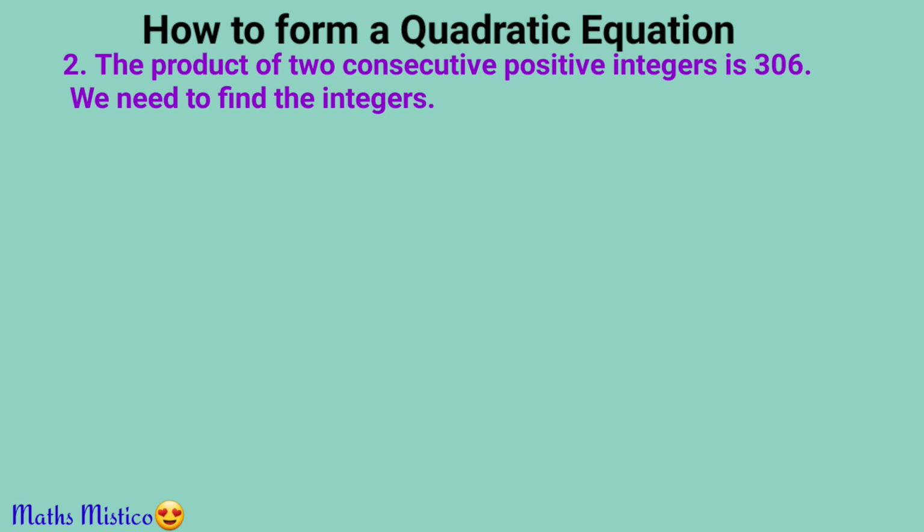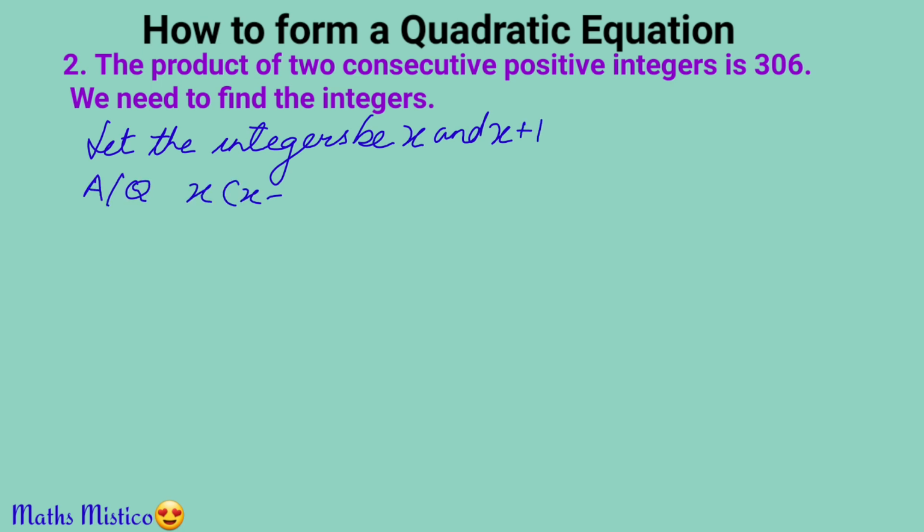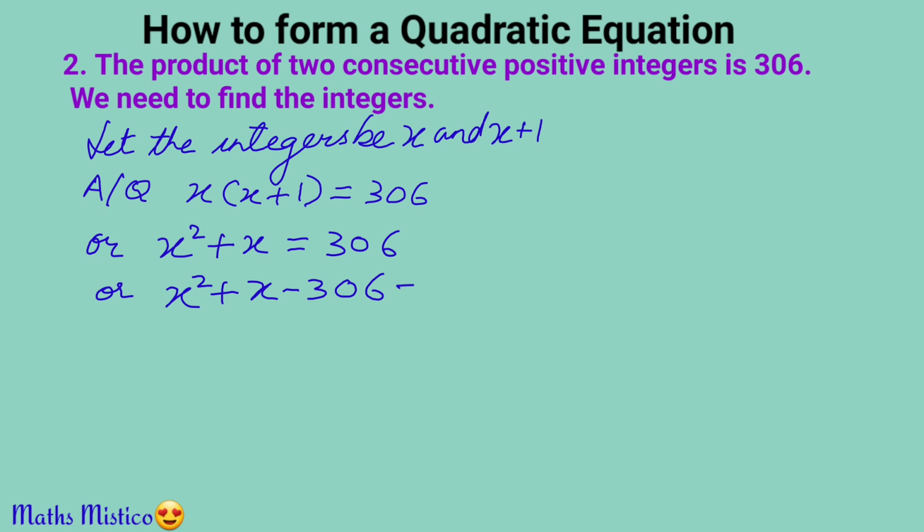Consider another situation where we have two consecutive positive integers. As consecutive integers are separated by a difference of 1, we can take the two integers as x and x plus 1. Product is given 306. So x into x plus 1 is equal to 306, or x square plus x minus 306 is equal to 0 is the required equation.